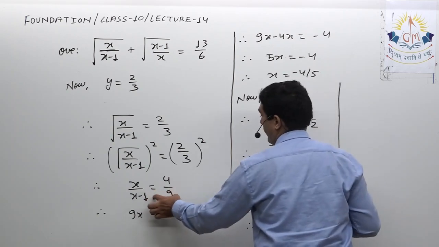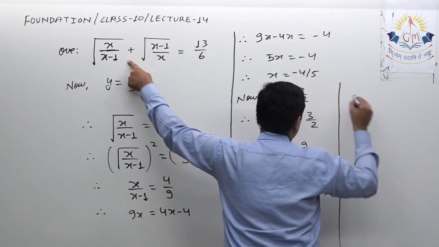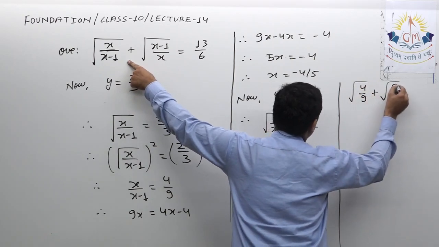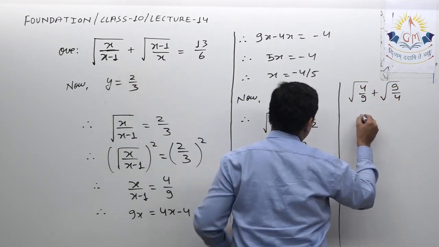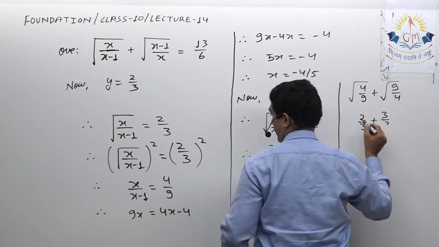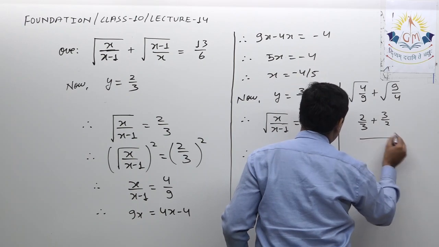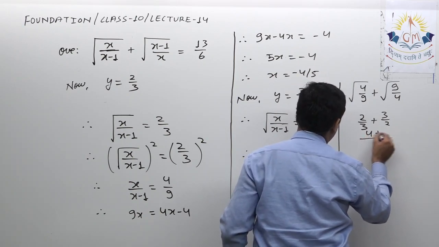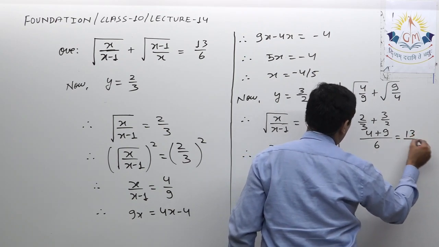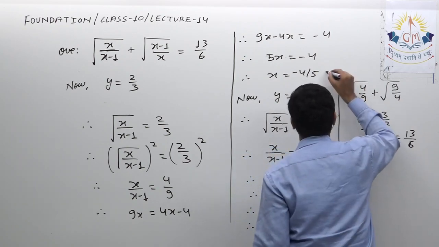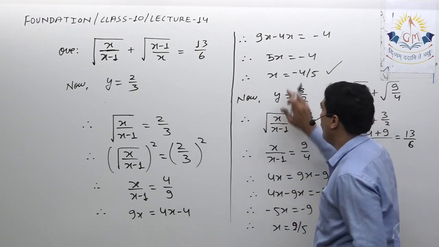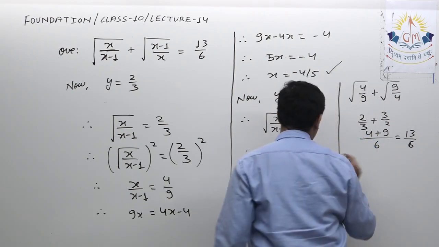So x upon x minus 1 equal to 4 by 9. So here we have root of 4 by 9 plus root of 9 by 4. So here I will get 2 by 3 plus 3 by 2. On taking LCM, here I will get 4 plus 9 upon 6, that is 13 upon 6. So definitely I can say for this value it is correct. This value of x is correct.